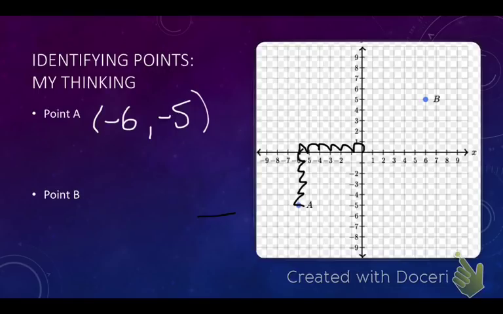I want you to take a couple seconds and tell me what point B is. All right, for point B, you should have written 6, 5. All right, it goes to the right 6 and up 5, which means they're both positive. Anytime you go to the right, it's positive. Anytime you go up, it's positive. Anytime you go left, it's negative. Anytime you go down, it's negative. Shouldn't be hard to remember. It's just like a number line.